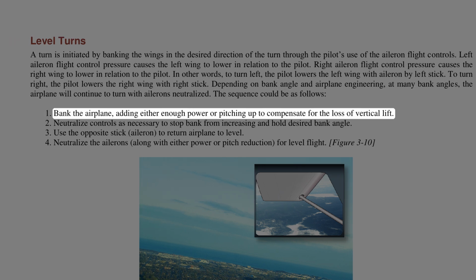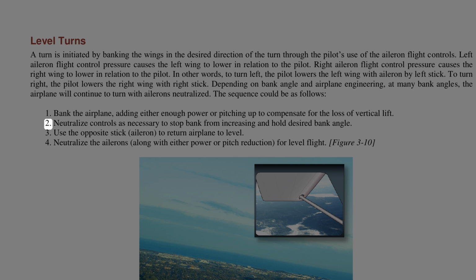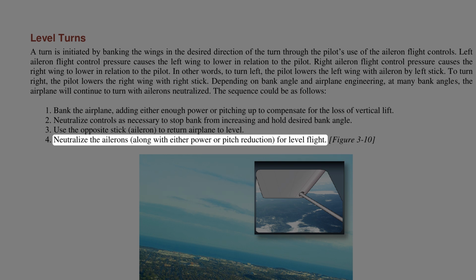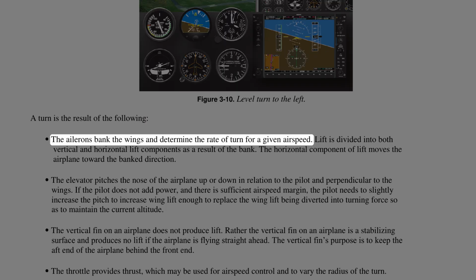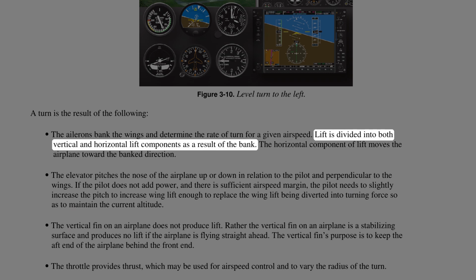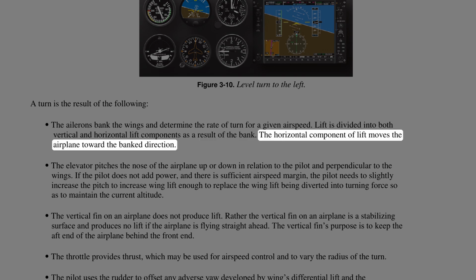1. Bank the airplane, adding either enough power or pitching up to compensate for the loss of vertical lift. 2. Neutralize controls as necessary to stop bank from increasing and hold desired bank angle. 3. Use the opposite stick, aileron, to return airplane to level. 4. Neutralize the ailerons, along with either power or pitch reduction, for level flight. A turn is the result of the following. The ailerons bank the wings and determine the rate of turn for a given airspeed. Lift is divided into both vertical and horizontal lift components as a result of the bank. The horizontal component of lift moves the airplane toward the bank direction.